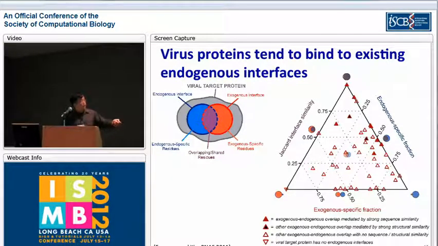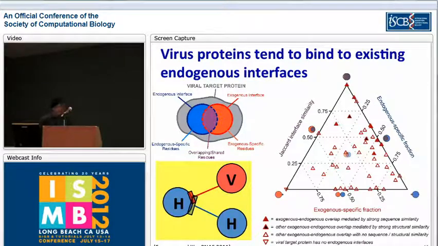The other thing you'll notice is that there is a general shift towards the right of the graph. The midline here is the line of equal area between endogenous and exogenous. Going right is where you have smaller exogenous interfaces. Going left is where you have smaller endogenous interfaces. So what you're seeing here is a tendency for viruses to have smaller exogenous interfaces compared to human proteins. So here's a diagram showing that. There's a strong, extensive overlap between the viral target interface and the endogenous interface. At the same time, the viral interface tends to be smaller in area.